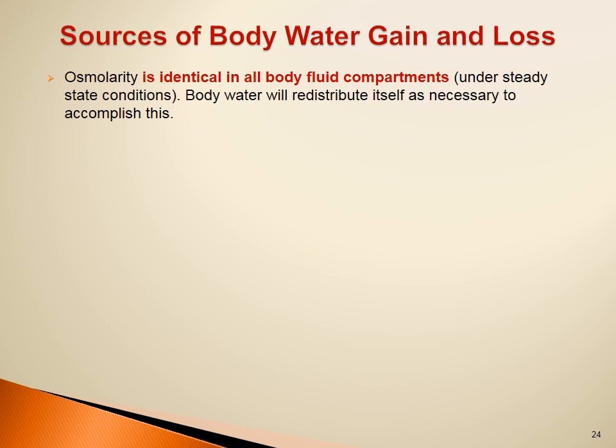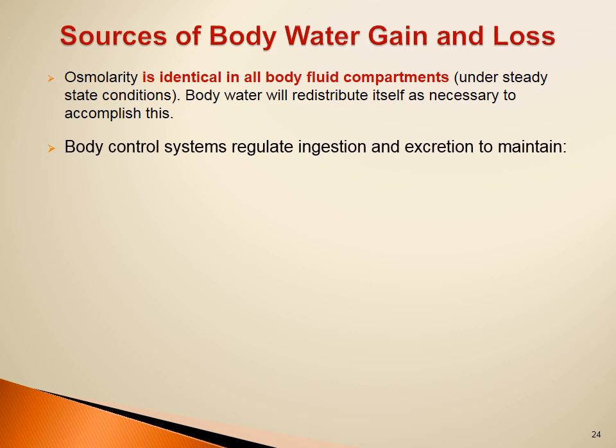And this redistribution happens by osmosis between the cell and the interstitium, and by filtration and reabsorption between the plasma and the interstitium. Body control systems regulate the ingestion or intake of water and the excretion of water to maintain constant total body water. So to have an equilibrium, we should have water intake or water gain equal to the water loss. If there is an imbalance, then we have a disease state.